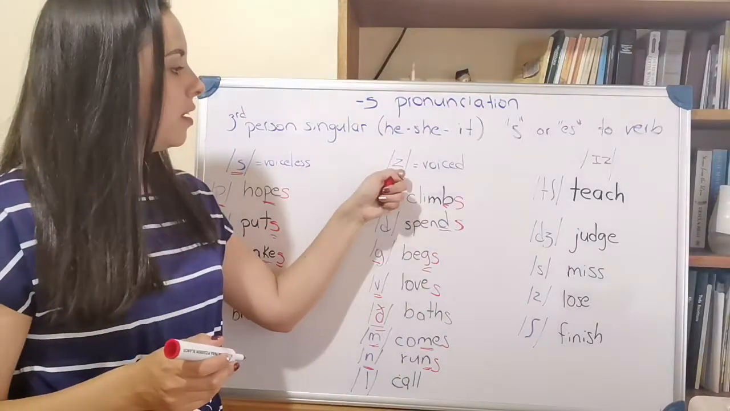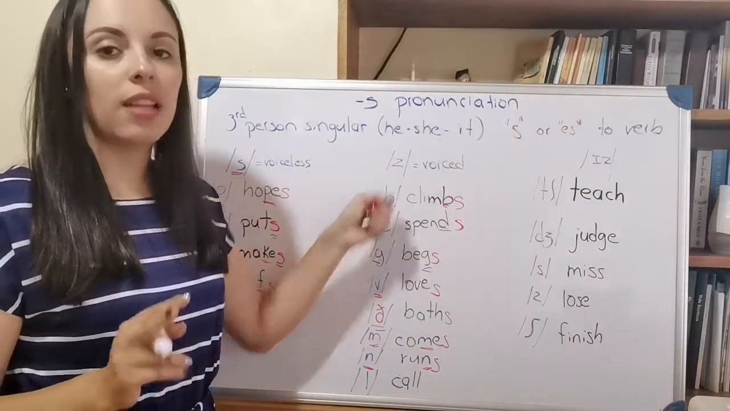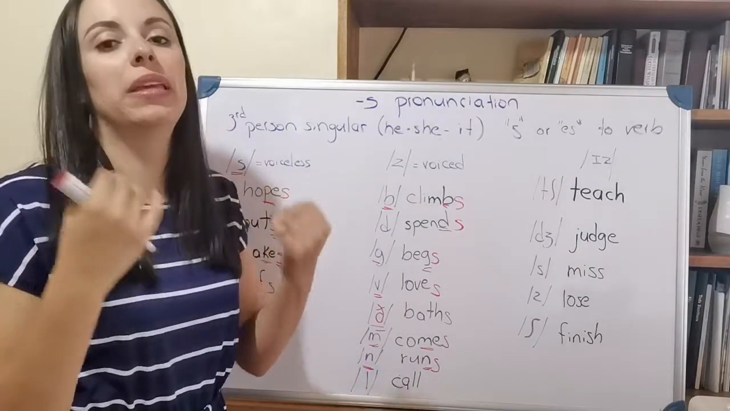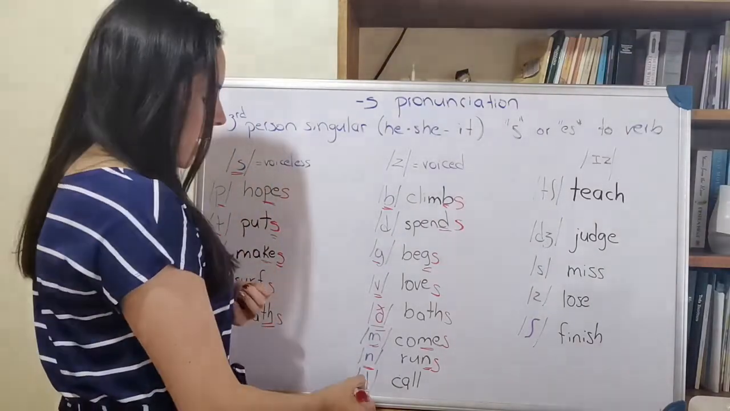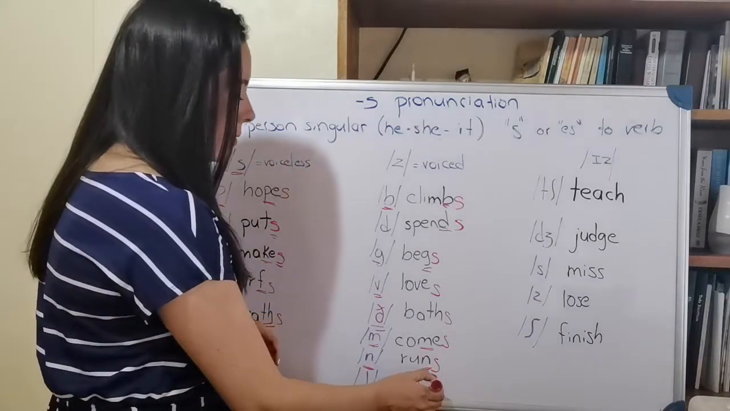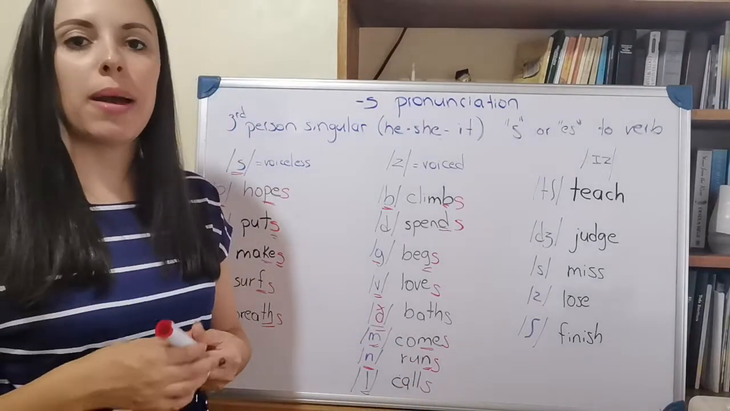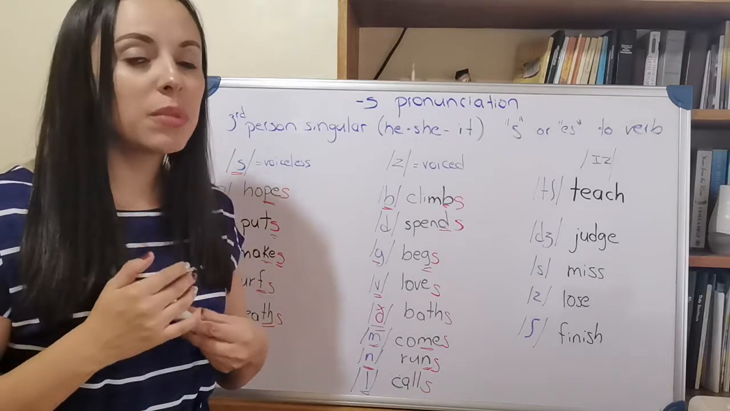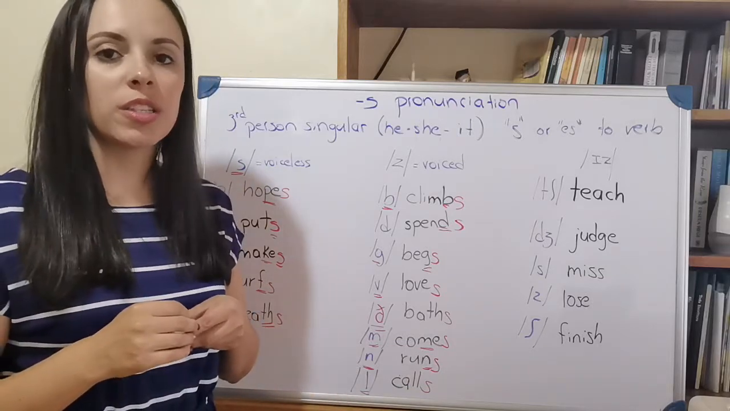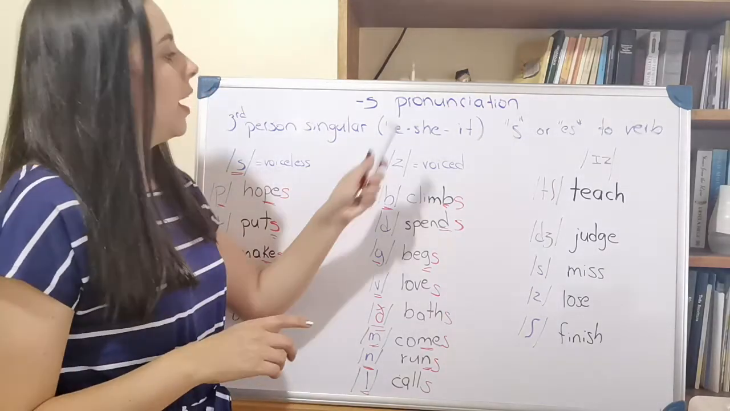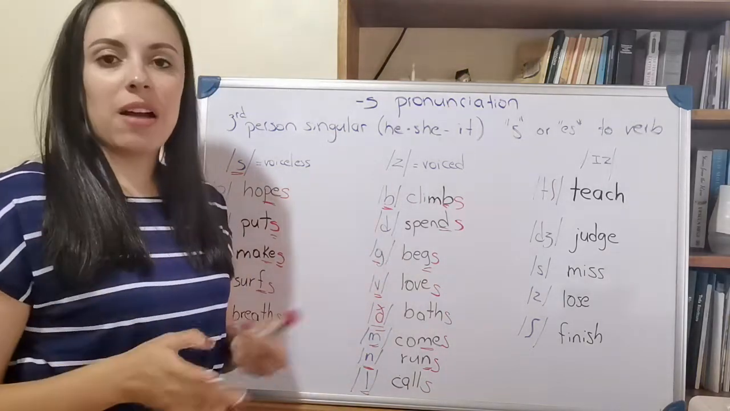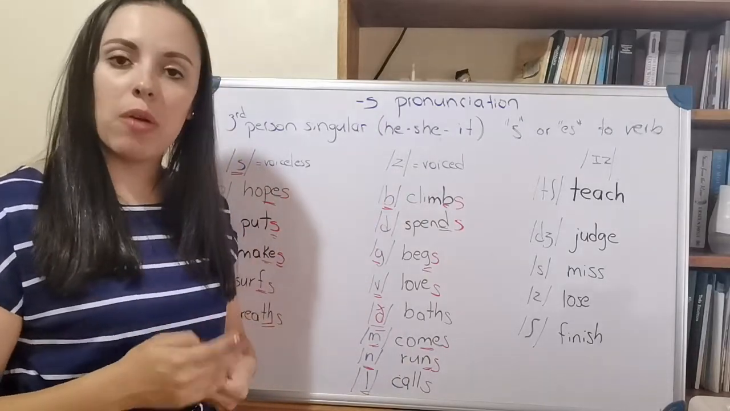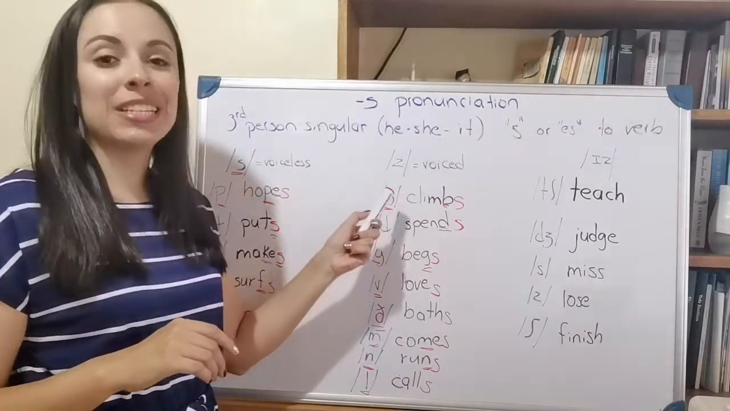runs, the dog runs a lot. Z, I'm exaggerating the sound, right? But you need to try to make it as natural as possible. And then the L, call, calls. My mom or my mother calls me every day. Calls, calls. Okay? And remember, all vowel sounds are voiced. So when we have an S after a vowel sound, we need to produce it also as Z.